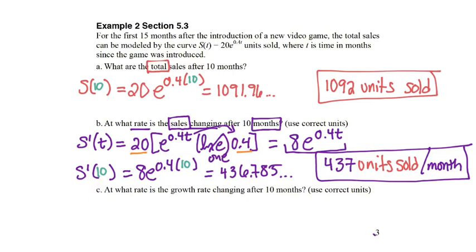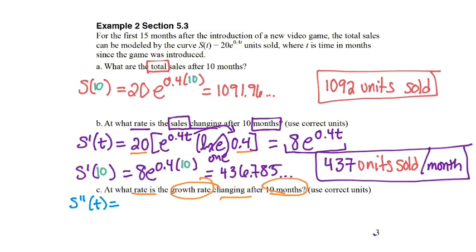Part C. At what rate is the growth rate changing after 10 months? So there's a lot of similarity to the question above, except it's asking for growth rate. So that means that we want the second derivative, because they're not asking for the rate of change of the sales function. They're asking the growth rate. The growth rate was that derivative we just had.